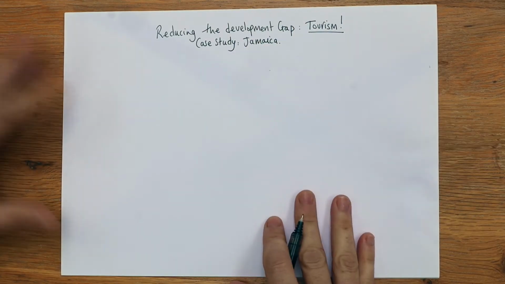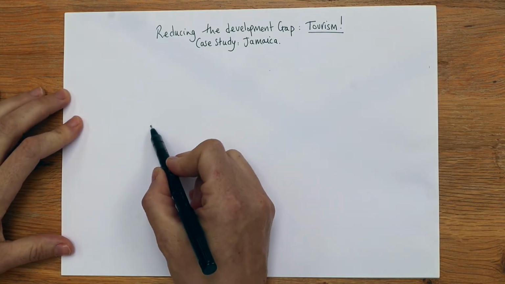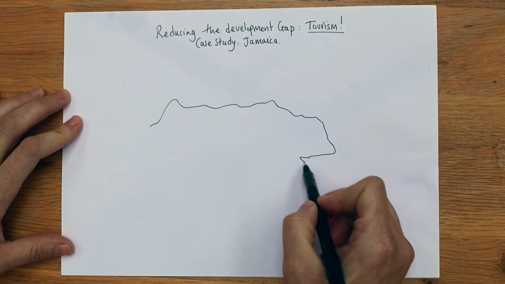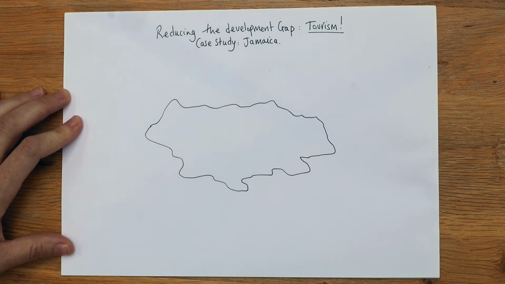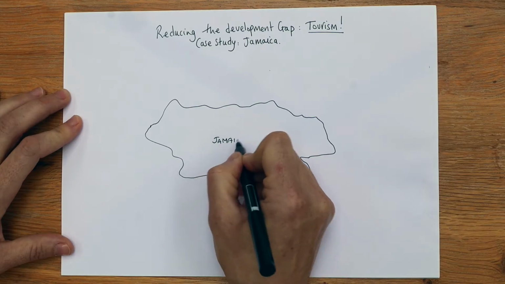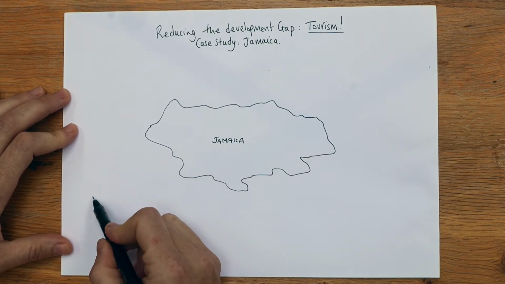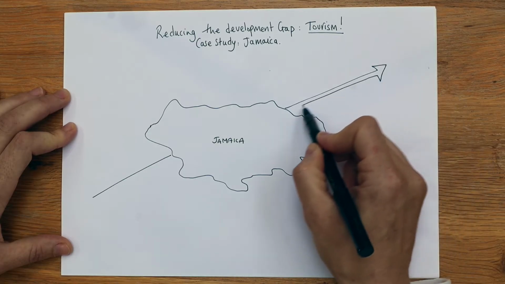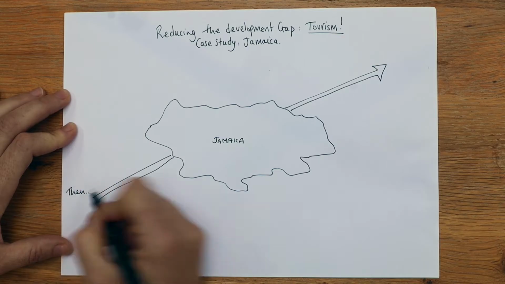Now, Jamaica is a small island in the Caribbean, so I want to start by just very roughly, and honestly it doesn't need to be perfect at all, but just draw a kind of island shape like this, and we'll just write Jamaica on the inside, and then I'm going to put in a big arrow because Jamaica has been on a big journey, okay, from then to now.